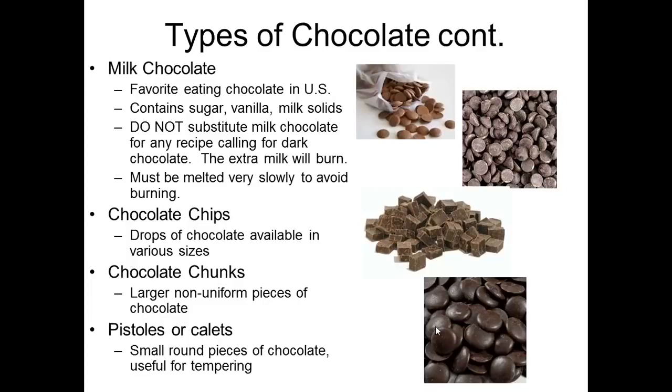Moving on, the next type of chocolate is the milk chocolate, and that's right up here, the first picture. And you can see, if you compare the colors, milk chocolate is going to be a lighter shade of brown, obviously because it's going to contain milk solids. Okay. It also contains sugar, vanilla. It's the best chocolate in the United States.